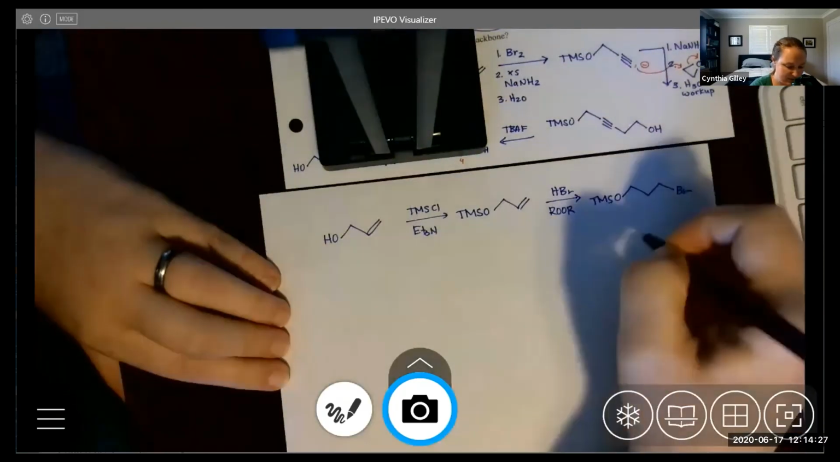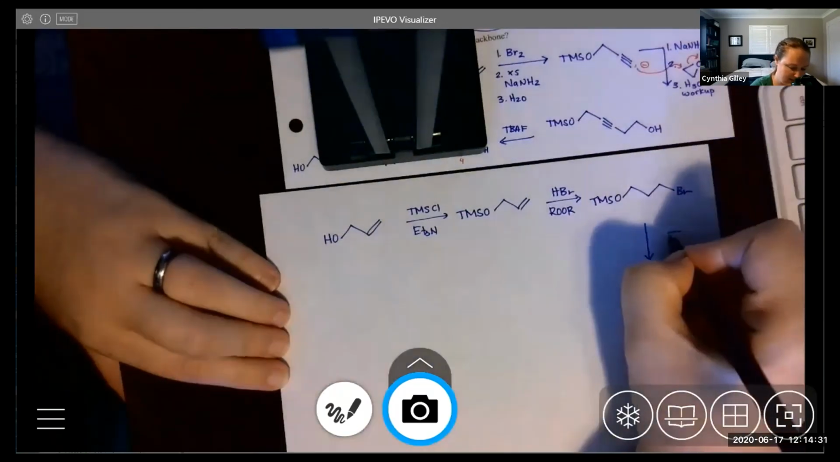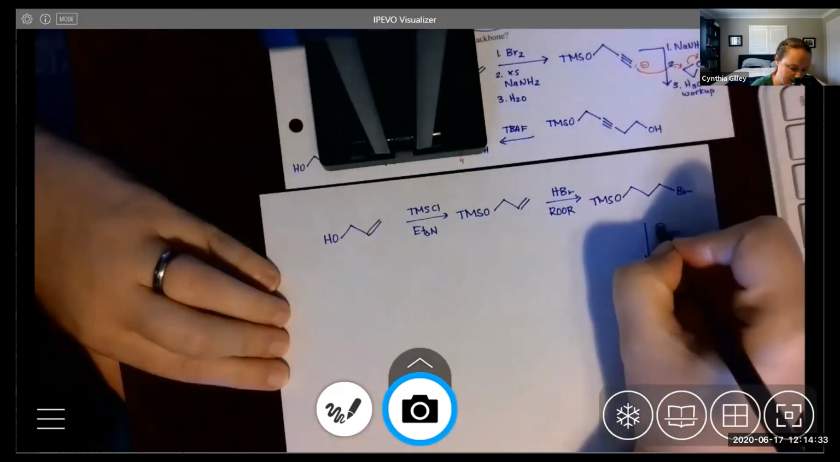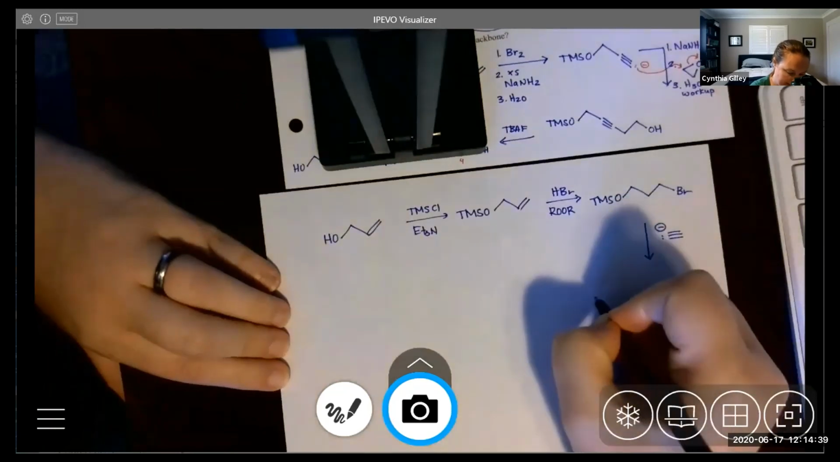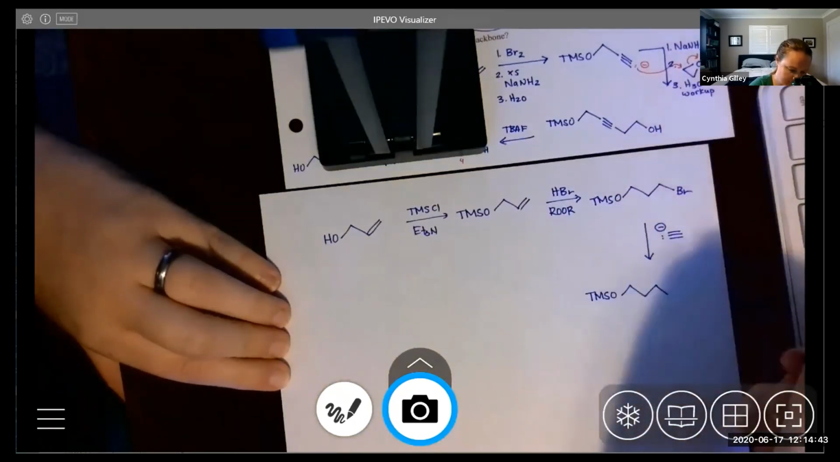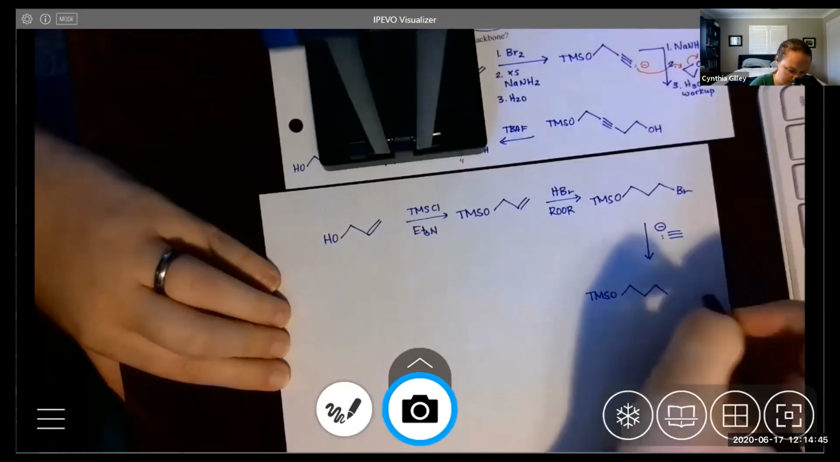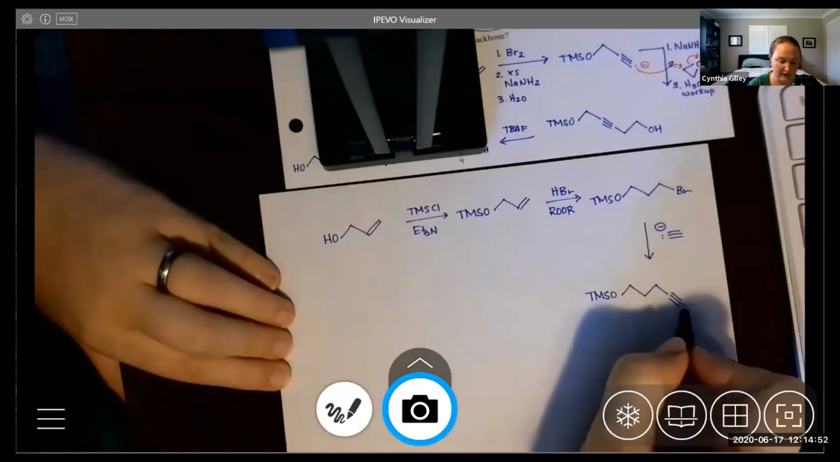And then, because he knew he was adding 2 carbons anyway, he just said, okay, I'm going to add an acetylide ion to that. It will do an alkylation and kick out the bromine. So he did this to add the triple bond. Then he needs an alcohol here.